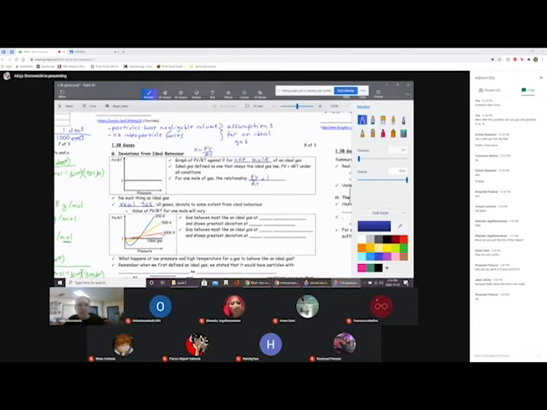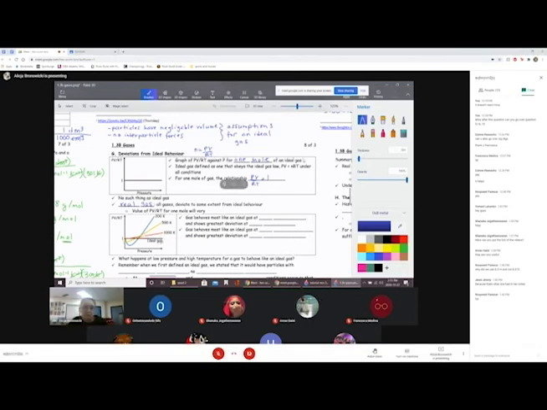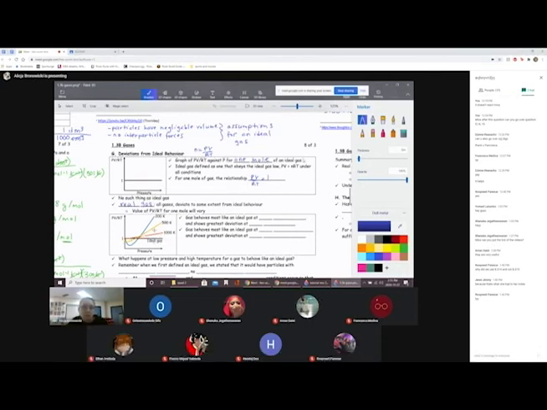Okay, so the way that I want you to look at this graph, you have 3 different gases, right? You have 1 mole of 3 different gases. Are those gases behaving like an ideal gas? Well, they're behaving like an ideal gas if they're matching this line.